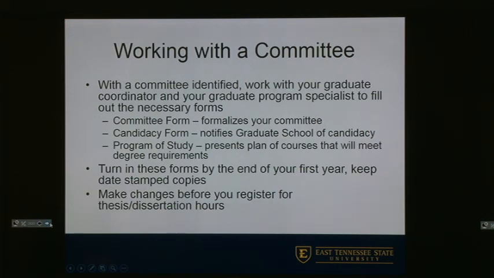When you have a committee identified, work with your graduate coordinator and your graduate program specialist to fill out the necessary forms. Every university is a bureaucracy. Nothing happens without the bureaucracy getting its paperwork. So you need a committee form. This formalizes your committee.